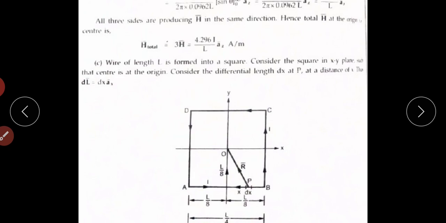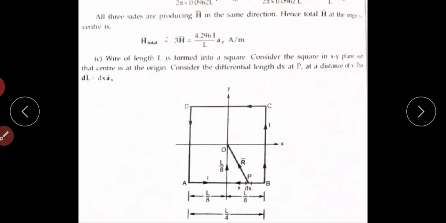Okay, next the third one. A wire of length L meters is formed into a square. Consider the XY plane with the center at the origin. Consider a differential length dx at point P, at a distance of x from the midpoint of AB. Here the length of the conductor equals L meters, formed like a square with sides AB, BC, CD, DA. AB equals BC equals CD equals DA, so each side length equals L by 4 meters.